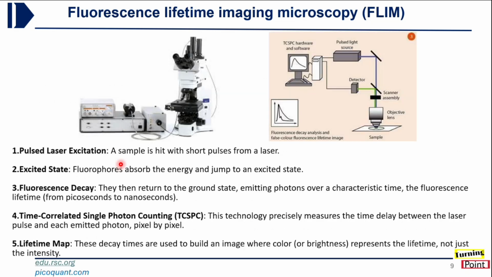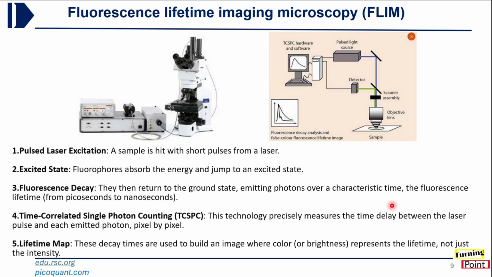Now going further, I will discuss a little of the basics of FLIM. This is the instrument: the pulsed light source is over here, the detector is here, and our sample will be here. By computer-generated data, we can see the data on the monitor. First, a sample is hit with a short pulse of laser, so ground-state fluorophores absorb the energy and jump into the excited state. Then they return to the ground state, emitting photons over a characteristic time. Whatever that time is, that is the fluorescence lifetime. It will be in the picosecond to nanosecond range.